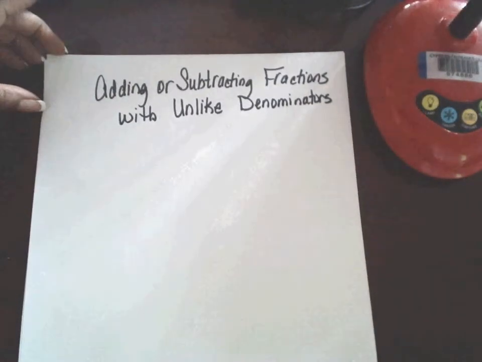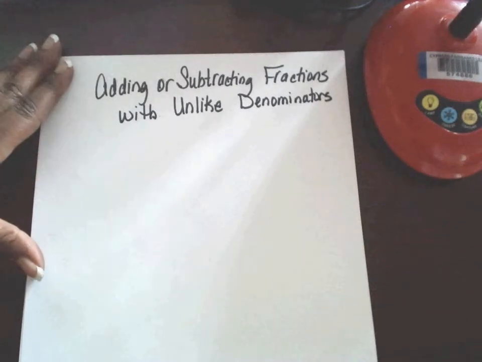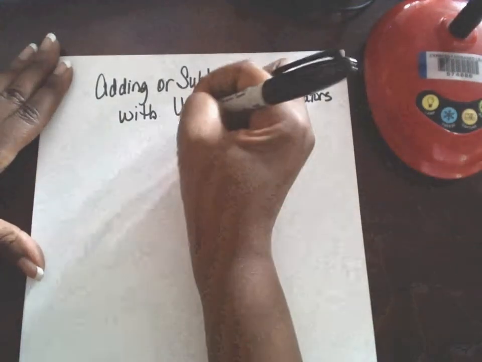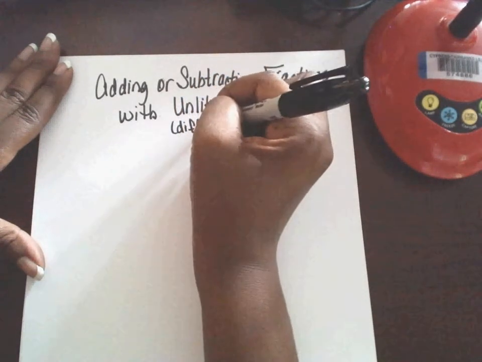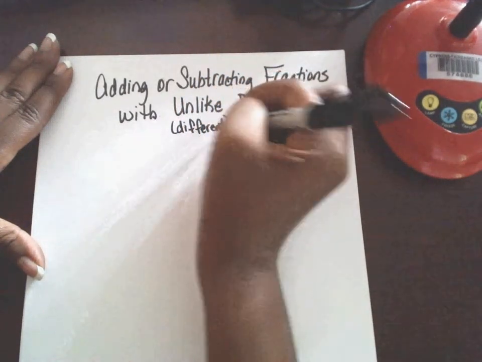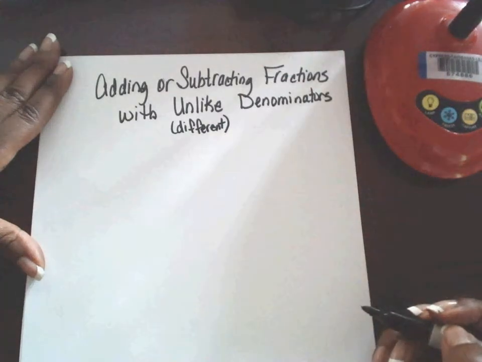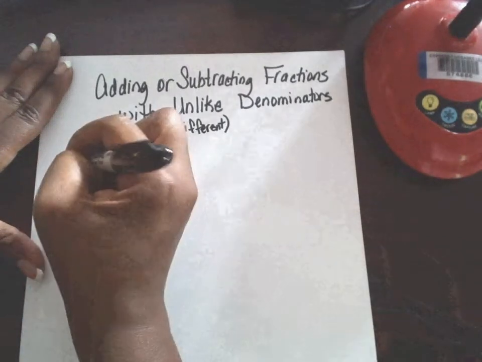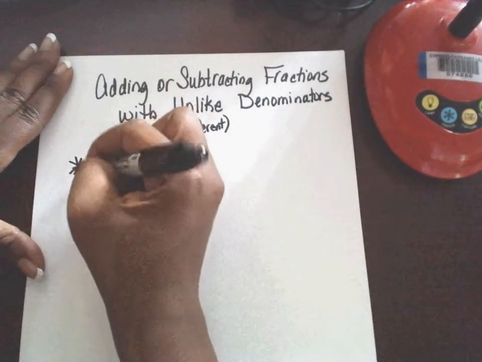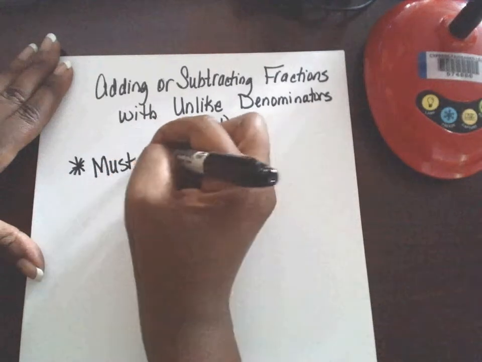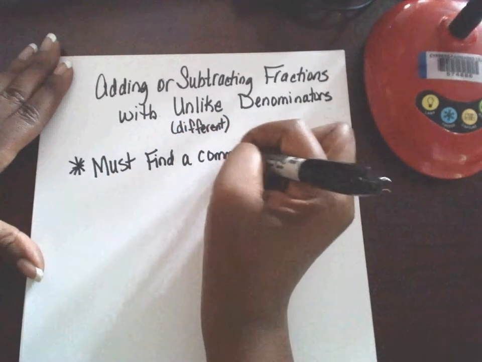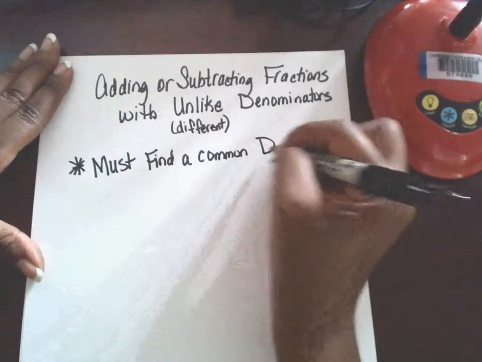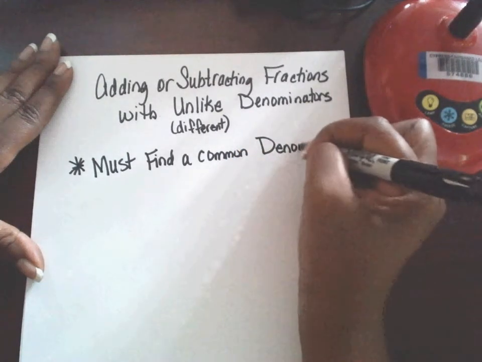Okay, so today we're looking at adding or subtracting fractions with unlike denominators. Unlike means different. So, adding or subtracting fractions that start off with different denominators. Well, we know that we can't do that. In order to add or subtract fractions, we must find a common D, or common denominator.